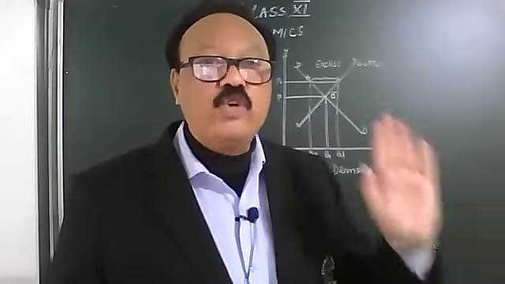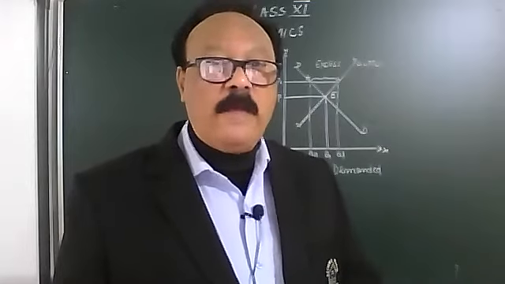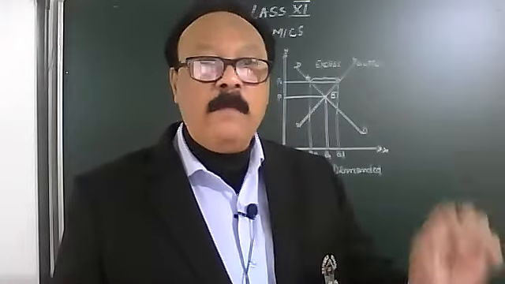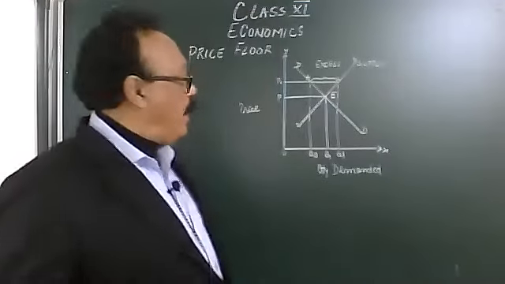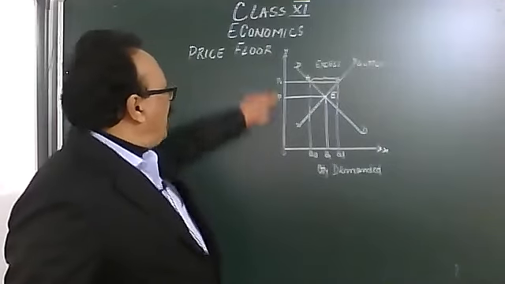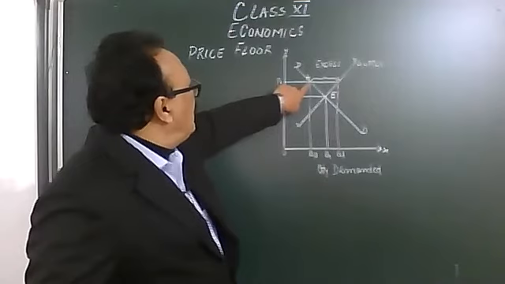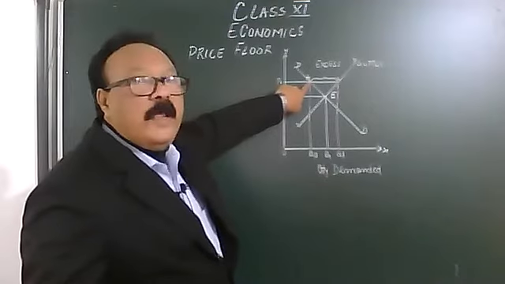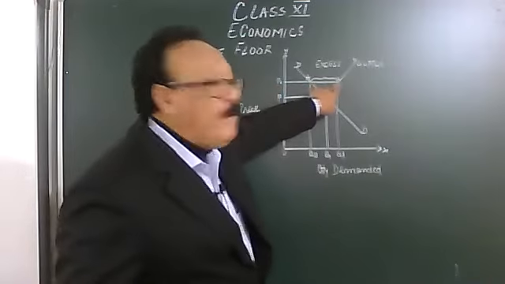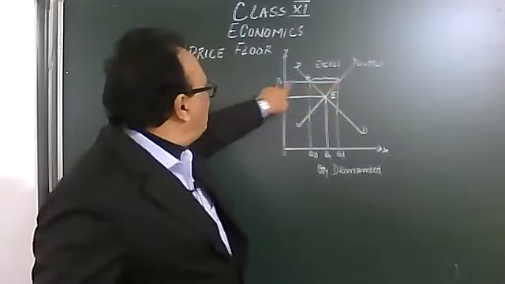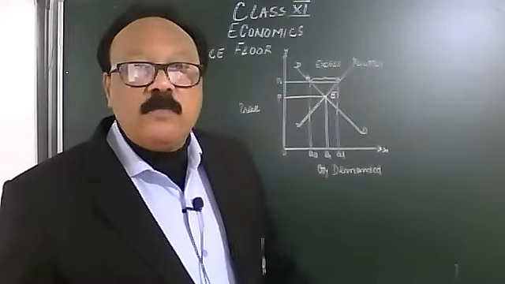So they are assured that whatever you produce, the output, whatever you have, don't panic, you will get a minimum price support. And through the diagram, we see that when the price increases to OP1, it cuts the demand curve at point A, and the supply it cuts at point B. So demand is PA, but supply is PB. What is more? Supply is more than the demand.